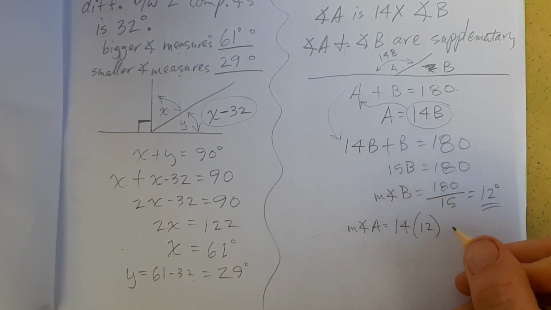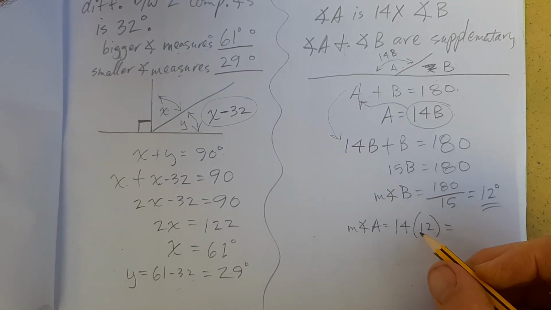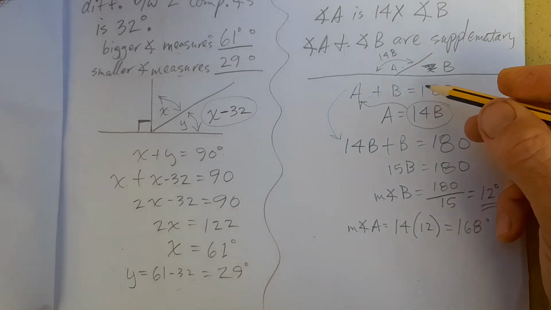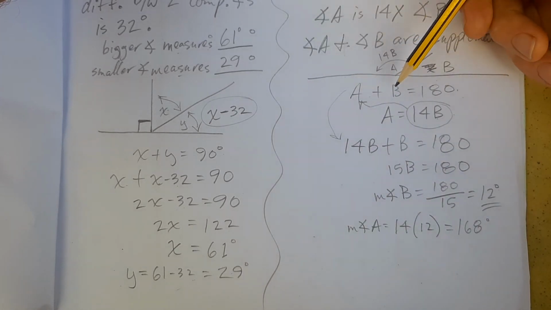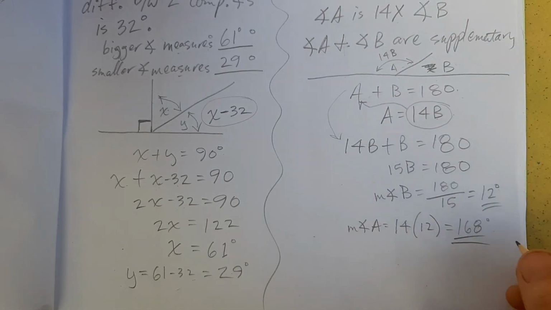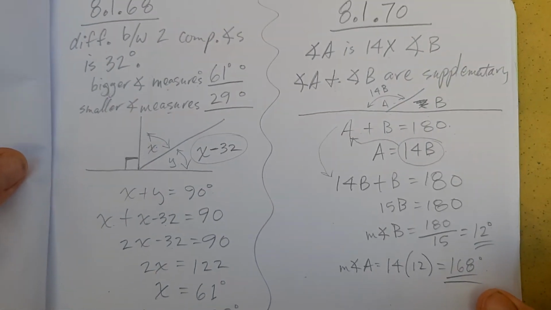And then we get to check, of course. What does that come out to be? 140 plus 28, 168. Good, because 12 plus 168 is 180, so it solves both equations. I put my A and my B in here, it works. I put my A and my B in here, it works. So we got it.